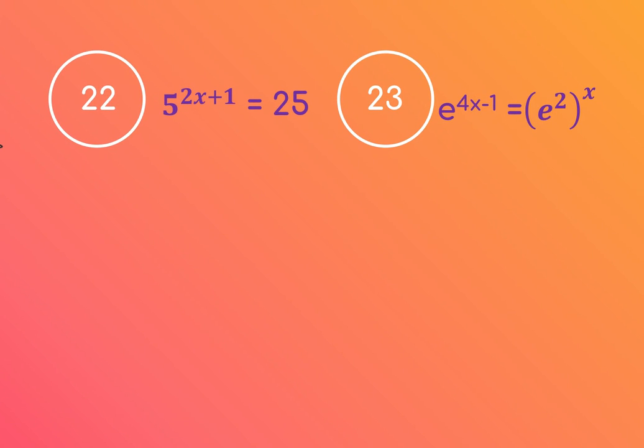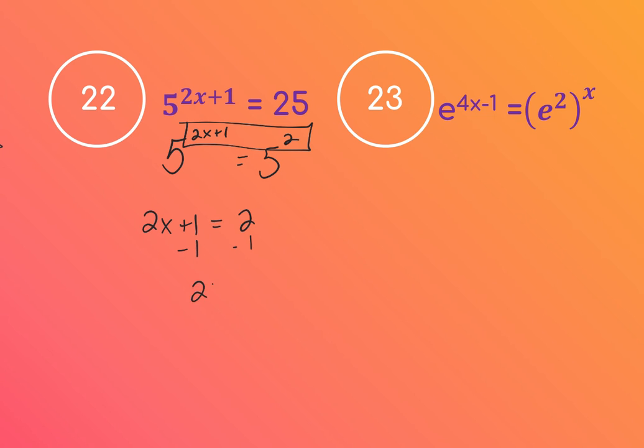What do you change on 22? Good. 5 to the 2x plus 1 would equal 5 squared. Set the exponents equal to each other. Subtract the 1. 2x would equal 1, and x would equal 1/2.